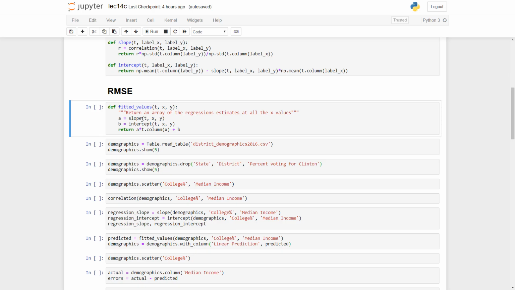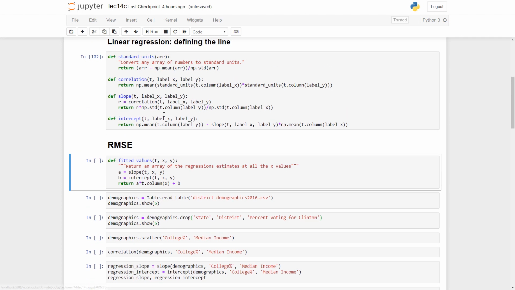We will start with defining a function that will get a table and the two variables in that table, of course two columns, and it will compute the slope and the intercept of the regression line given the functions that we saw last time, and then compute the predicted value for each value of x. So the predicted value of y for each value of x using the slope and the intercept. So this is the equation of the regression line. It will compute that for every value of x, and it will return an array of the regression's estimates at all values of x. So we'll use that later.